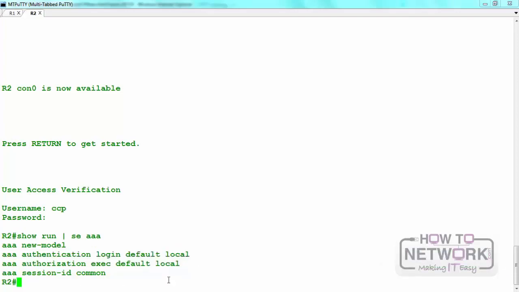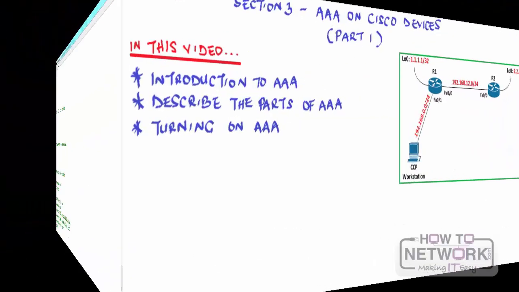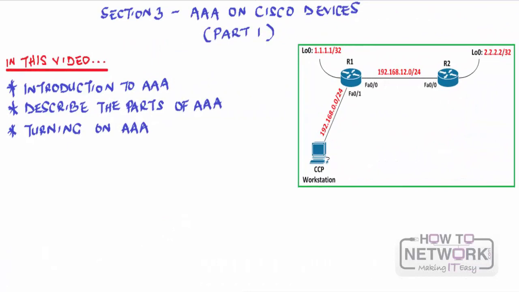So let's stop this video here and take a look at what we've learned so far. This brings us to the end of this video, where we have looked at an introduction to AAA. We have described the different parts of AAA, which is authentication, authorization, and accounting or auditing. And then we have enabled AAA on both R1 and R2. If there's anything you take away from this video, it should be that AAA is not something to be joked with. You should always have a backup username and password combination in your local database before you enable AAA.